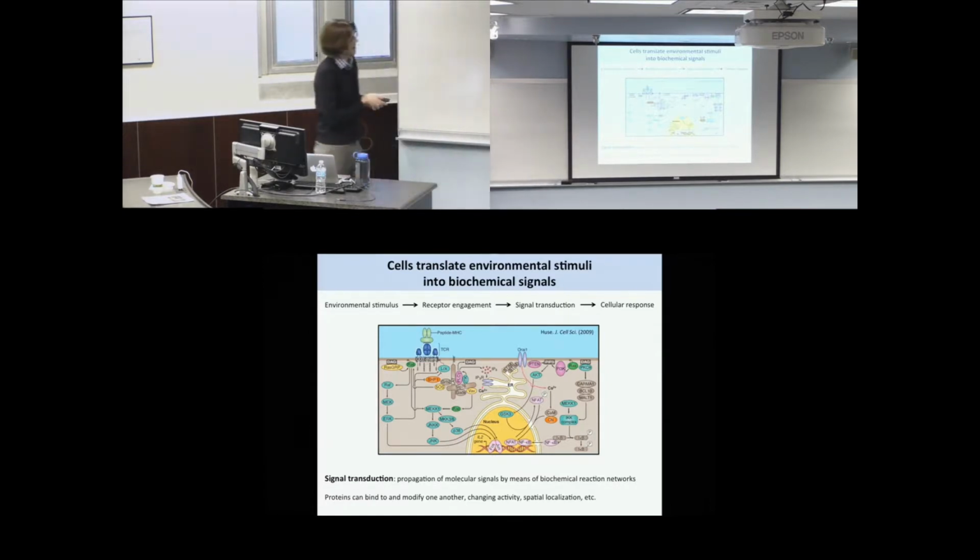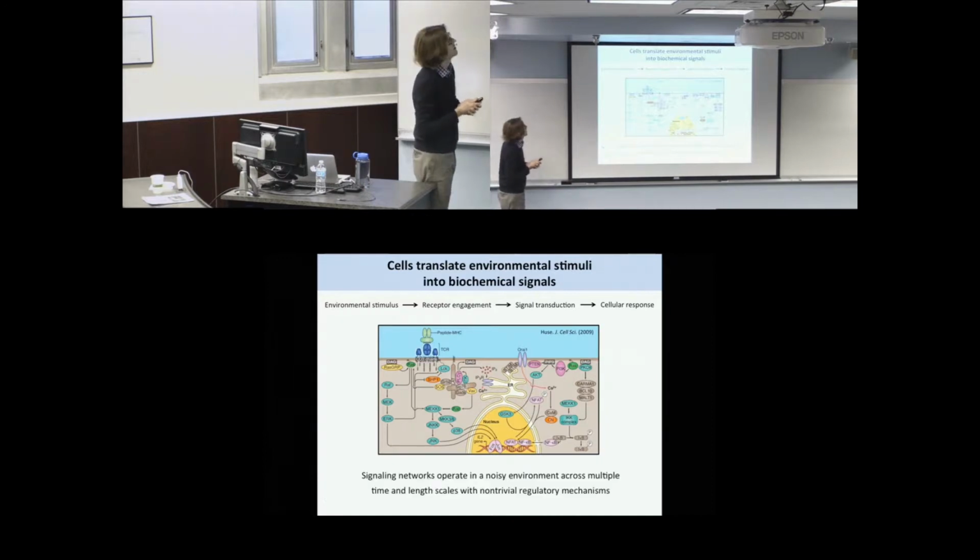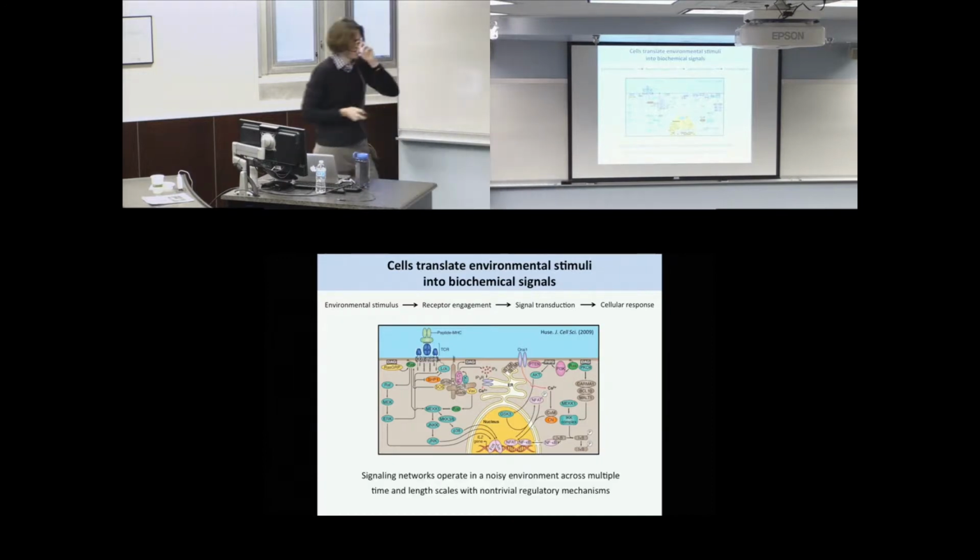Okay, and so again, just to redefine this, signal transduction is the propagation of molecular signals by means of biochemical reaction networks. And by reactions, this can be things like proteins binding to each other. Proteins can chemically modify each other, so you can add things like phosphate groups or other chemical species from one protein to another. Okay, so that's the picture, and why mathematical modeling, why computational modeling?